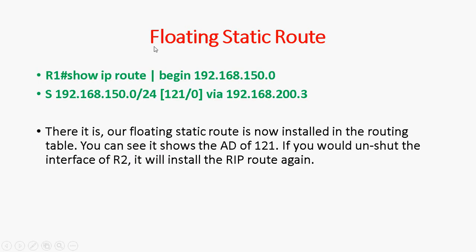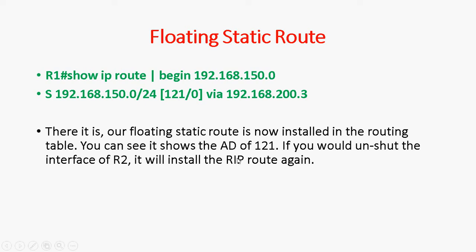Now again from the R1 router I am giving show ip route | begin 192.168.150.0. Now I have the entry for the static route. Here we can see S indicates static; if it's R, it's the RIP protocol. The AD value is 121 and it is reached through the R3 router. So our floating static route is now installed in the routing table. This path is what we call a floating static route.